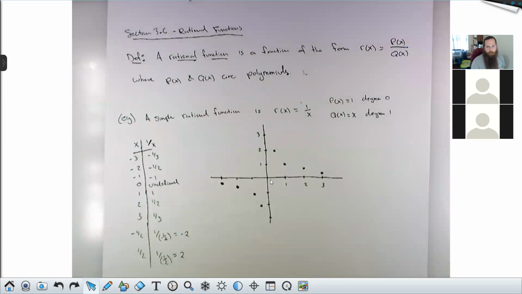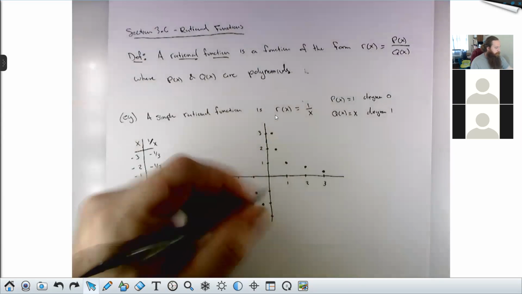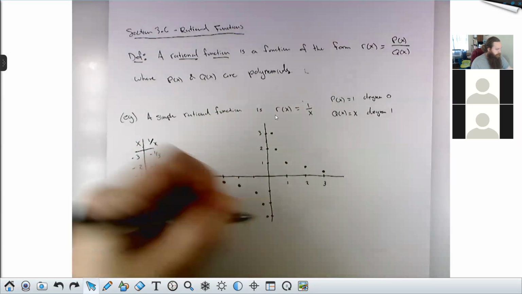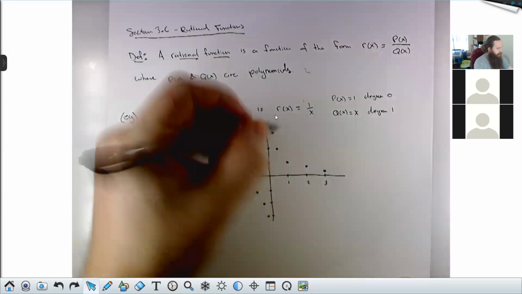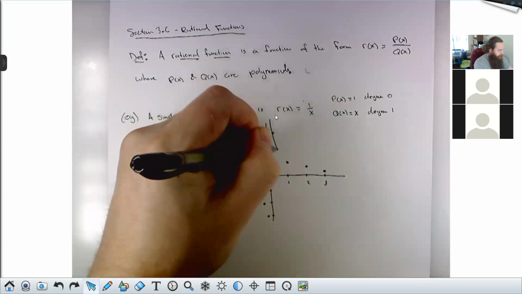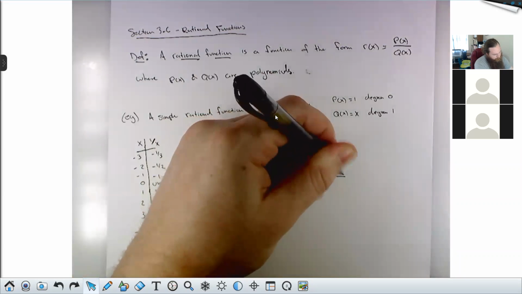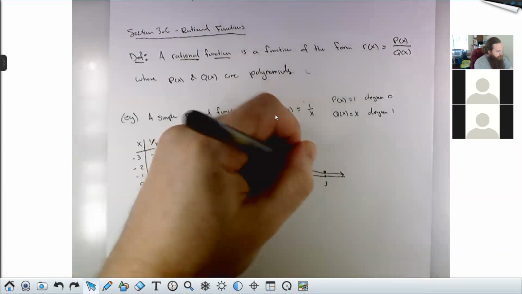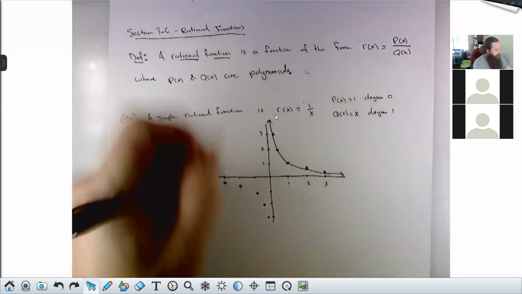If I put in a +1/3, like right here, if I put in this x value, I'd get out a 3. So I'd be way up here. And if I put in a -1/3, I would get -3, which is way down here. So the shape of this graph, you've probably seen this before. In fact, we talked about this as a parent function back in the day. The shape of the graph is like this.